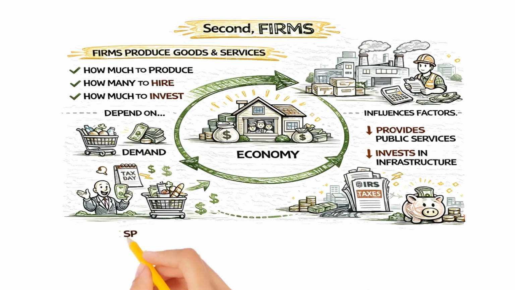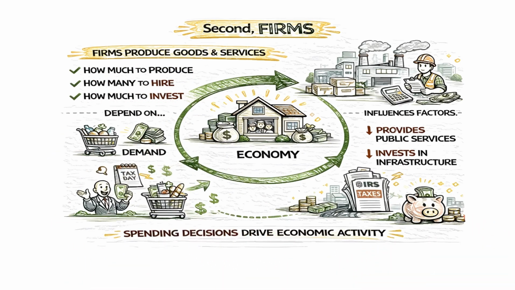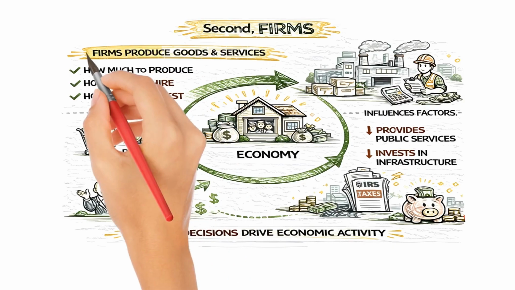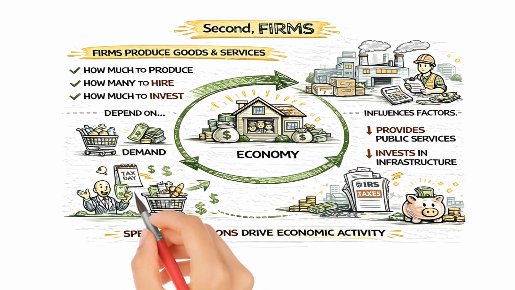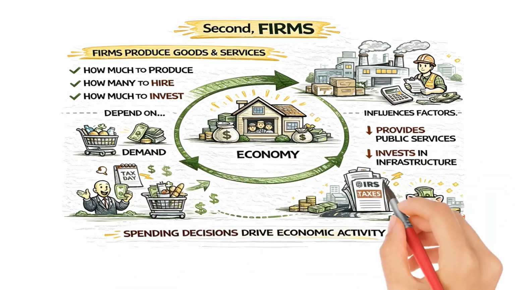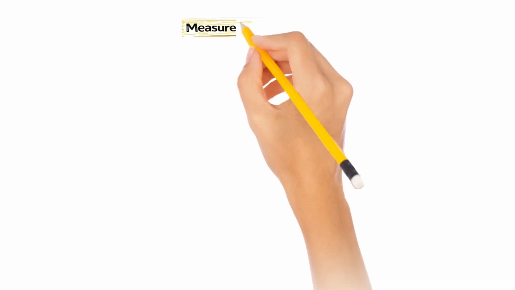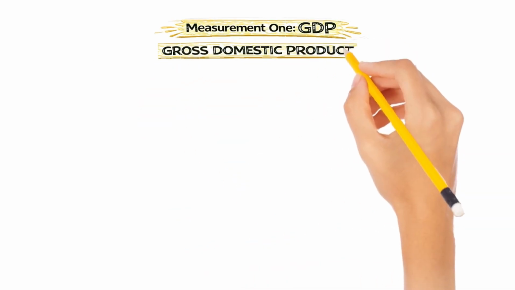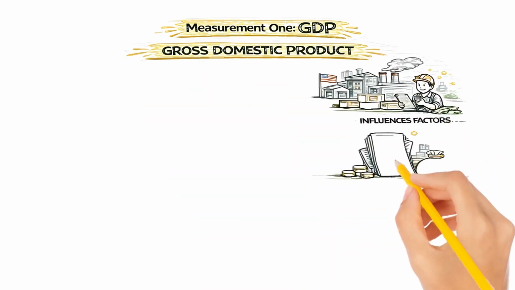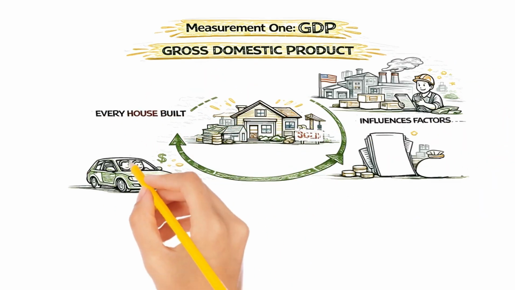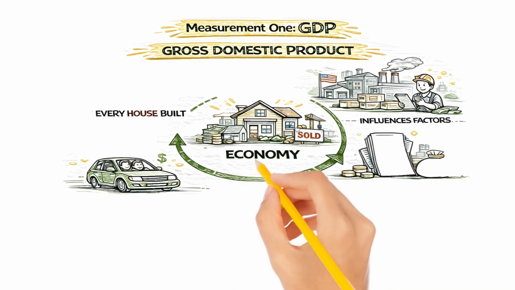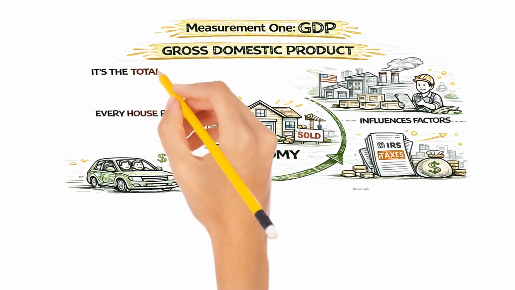Third, the government. The government collects taxes and spends money. It provides public services, invests in infrastructure, and supports the economy during downturns. Government spending and taxation influence overall demand in the economy. When households, firms, and governments are all active, the economy grows. When one of them pulls back, the entire system feels the impact.